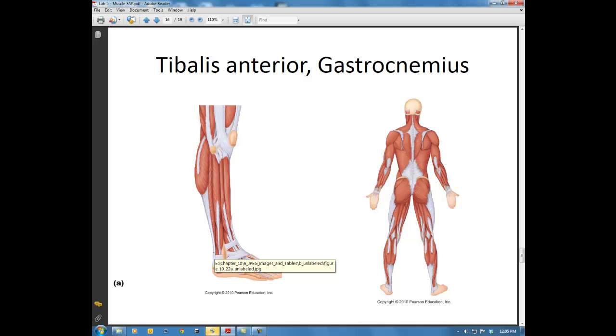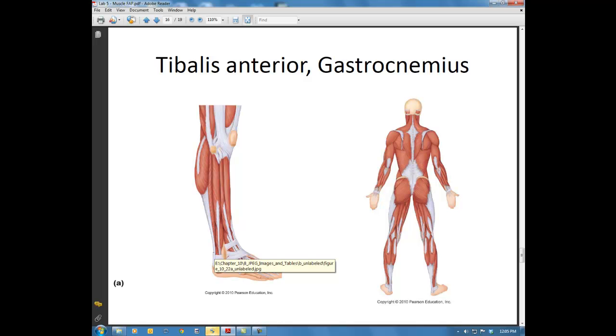So pay particular attention for the lab exam on the terms flex and extend, what the difference between those are, and adduct, abduct, as well as dorsiflex and plantar flex. On the lab exam, it'll be a multiple choice question, so we won't expect you to call it up out of memory, but you should be able to recognize the action if it's listed in a multiple choice format.